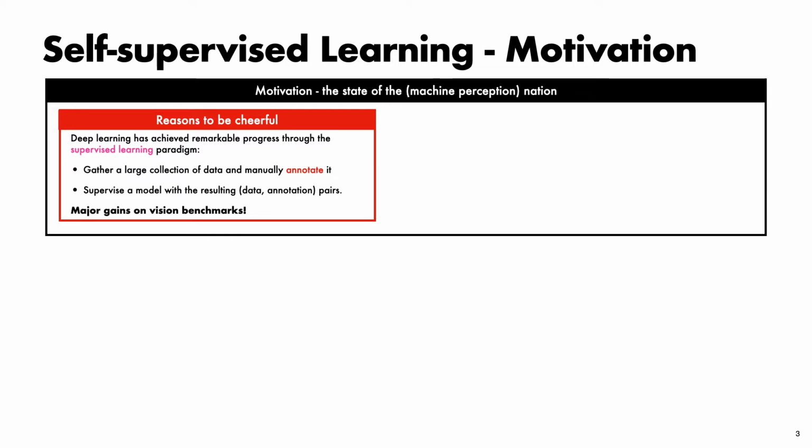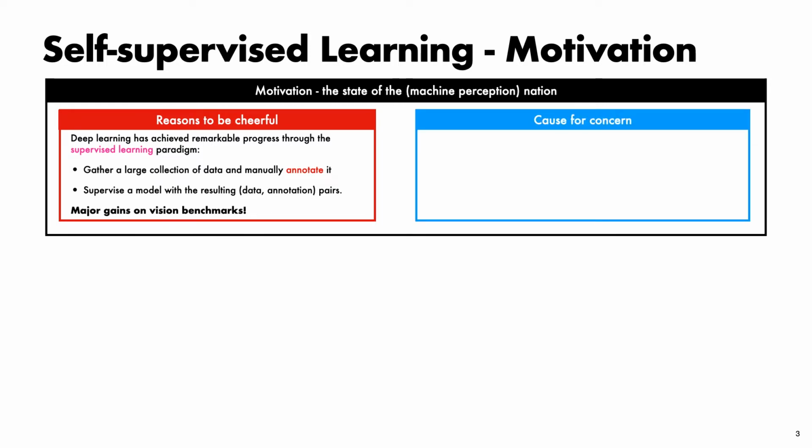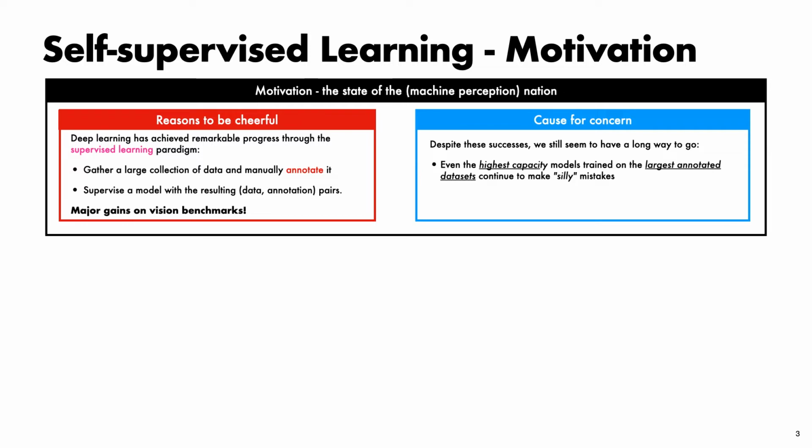They can trap you into a local minimum of research ideas, but they have clear value in allowing an objective comparison of different methods. Still, we have some cause for concern, and somehow it seems that we might still have a long way to go. Even the highest capacity models trained on the largest annotated datasets continue to make what we might call silly mistakes that would never be made by a human.